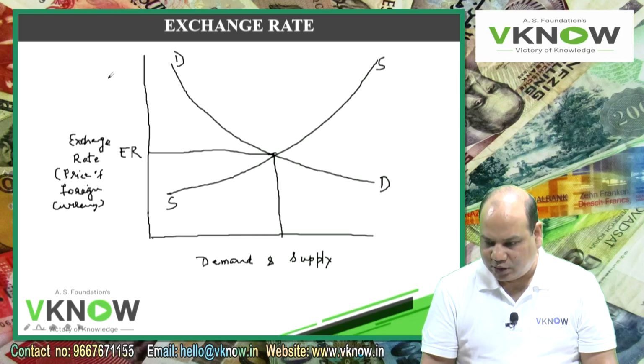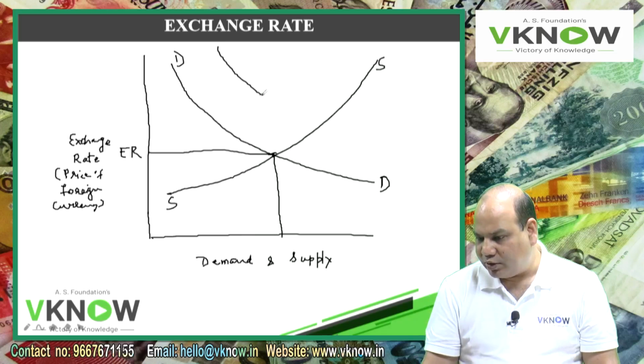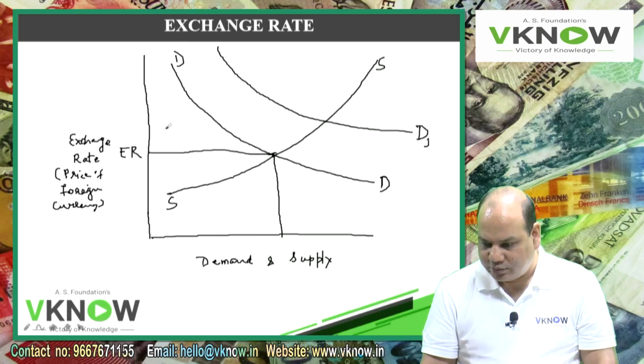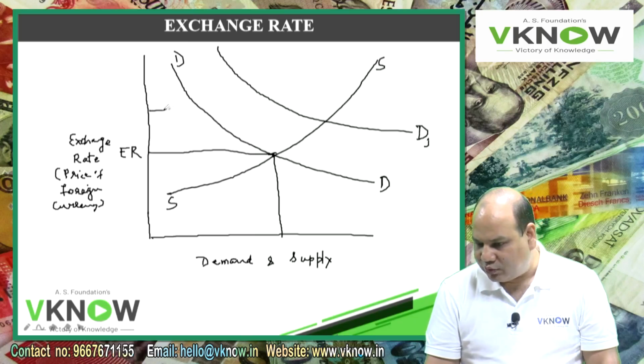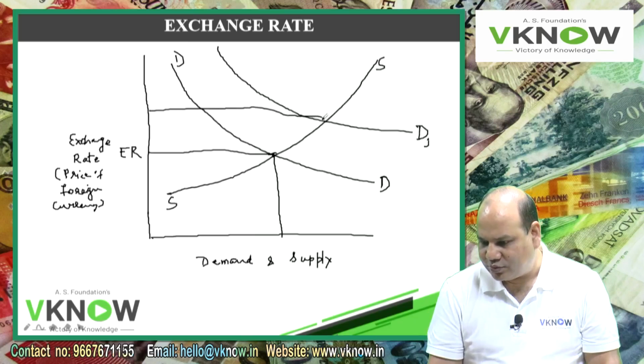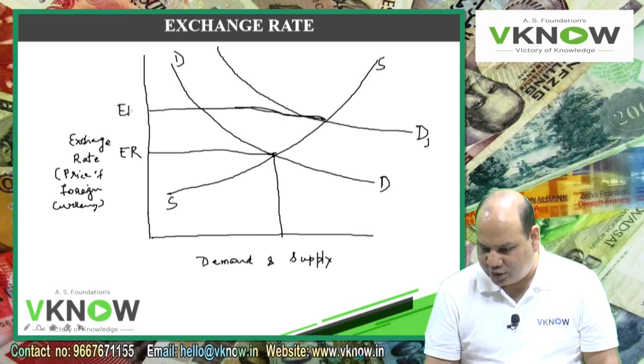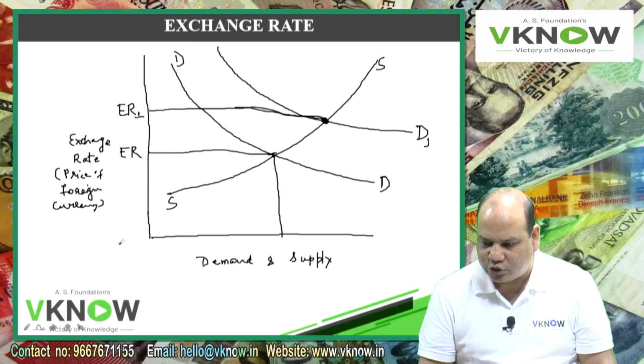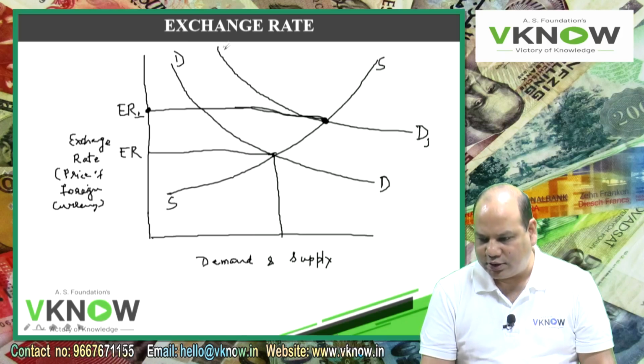Sometimes it may happen that demand has suddenly gone up. The demand curve rises. A new demand curve comes. So what will happen now? The new exchange rate would be this much. Okay, don't mind this line. Assume it is a straight line. So this would be the new exchange rate. You can see the exchange rate has gone up so much because of too much demand for foreign currency.